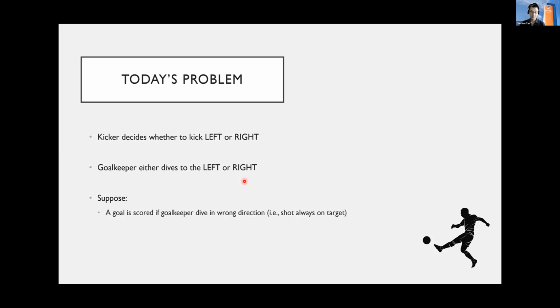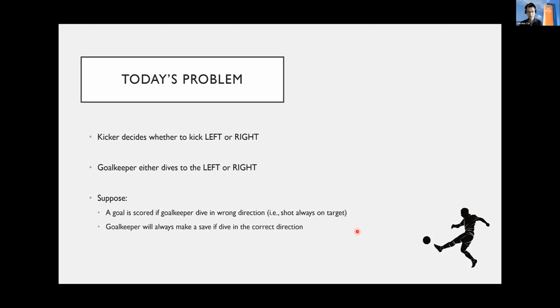So the first one is that if the goalkeeper dives in the wrong direction, then a goal is going to be scored. Okay, and so if the kicker decides to kick left and the goalkeeper dives right, then we score a goal. Similarly, if the kicker kicks right and the goalkeeper dives left, then we are going to score a goal. In essence, the assumption here is that all the shots by the kicker are always going to be on target.